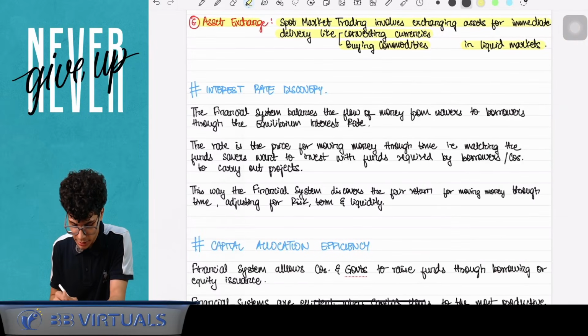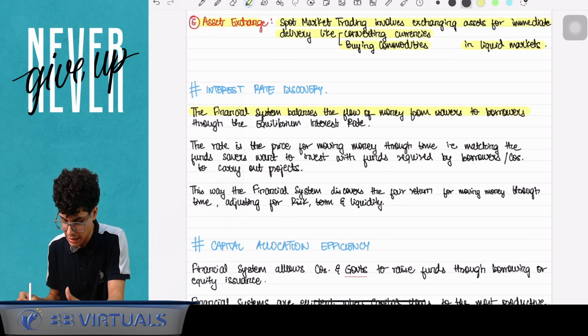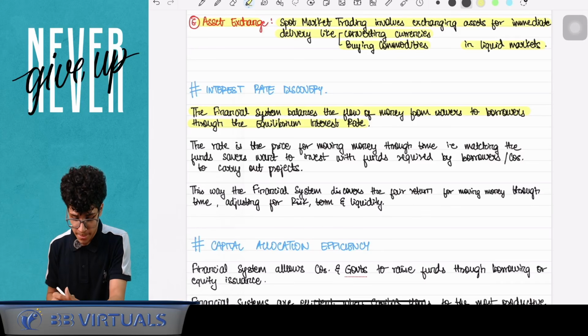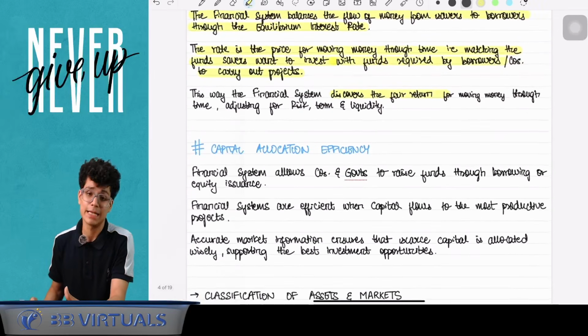Interest rate discovery. The financial system balances the flow of money from savers to borrowers through the equilibrium interest rate. The rate is the price for moving money through time, that is matching the funds savers want to invest with the funds required by borrowers to carry on projects. This way, the financial system discovers the fair return for moving money through time, adjusting for risk, term and liquidity.